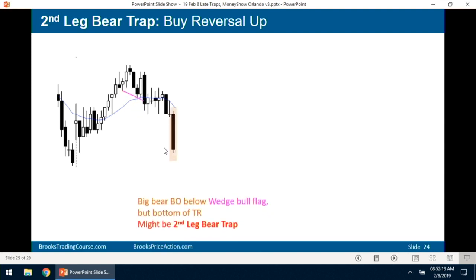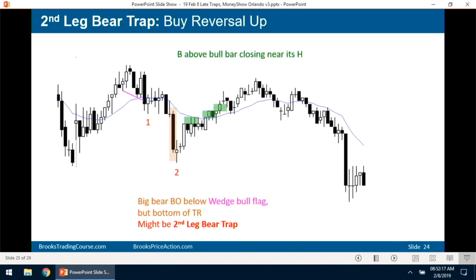But you need follow through. And if you don't get follow through, it could be a second leg bear trap. So the first leg down was a wedge bull flag, and now we're getting a bear breakout below the wedge bull flag, but we're not breaking below all the bars to the left, and therefore it could simply be a sell climax test of the bottom of the day.